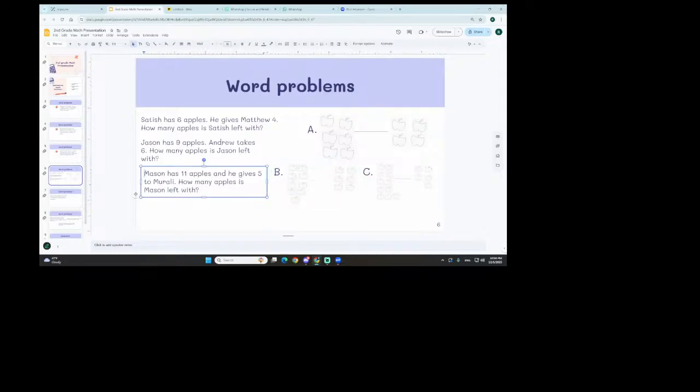And then we have the third one. Mason has 11 apples and he gives 5 to Murley. How many apples is Mason left with? So he starts with 11. And if you look at answer choice C, it starts with 11 apples. So we can visualize like this. We have these 11 apples, then we're taking away these 5. So this helps us solve these subtraction word problems. So 11 here gives away 5, which is minus 5. And this matches up. So it'd be C. So Satish A, Jason B, Mason C.